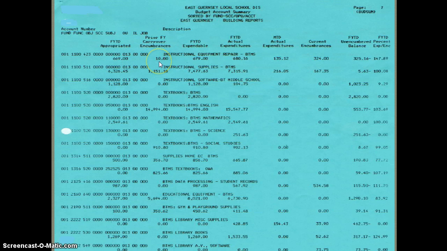$10 was carried over from the prior year, and the actual fiscal year to date expenditures has been $680.16. Notice that we have $135.12 that was spent in the past month, and there's an encumbrance of $324 outstanding. Therefore, the line item is in the negative balance of $325.16.